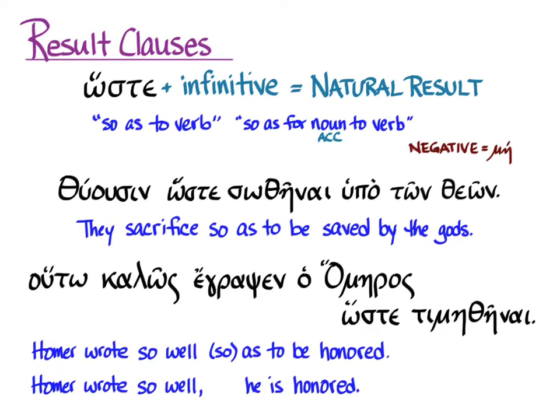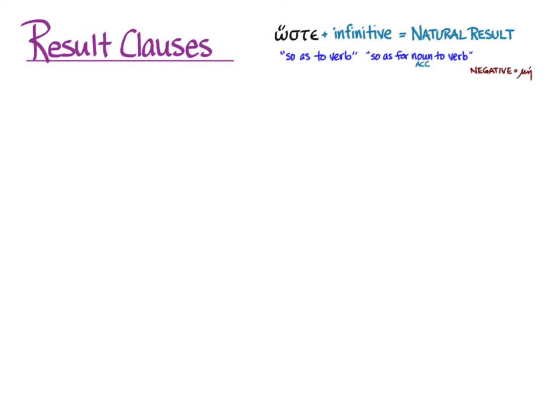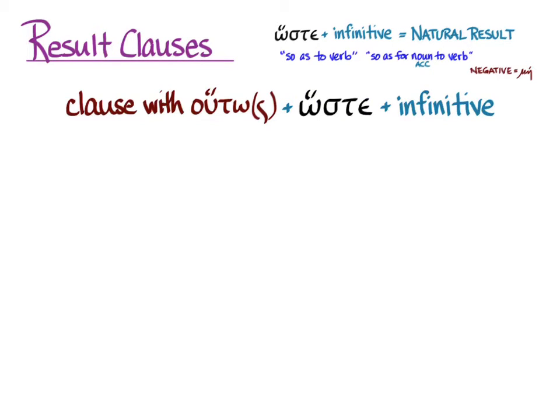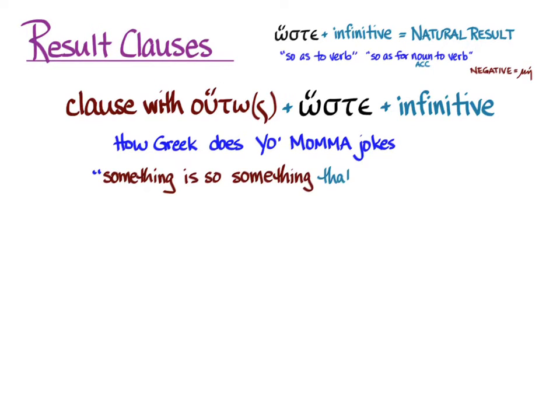If you haven't guessed already, this natural result clause in Greek is really the way that Greek does yo mama jokes. A clause with houtō or houtōs, so well, so something, plus hōste, our result clause conjunction, plus an infinitive, our natural result clause verb, is a yo mama joke construction in Greek. And it works beautifully, so that you could say something is so something that it verbs, which is the way that English constructs a yo mama joke.